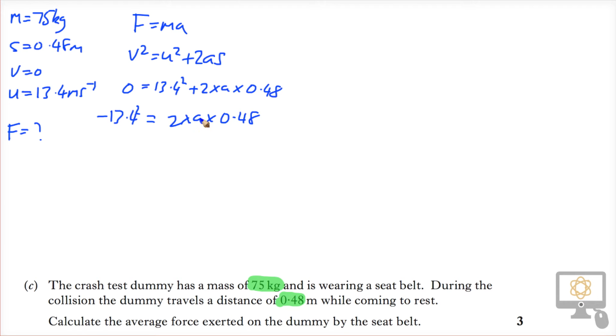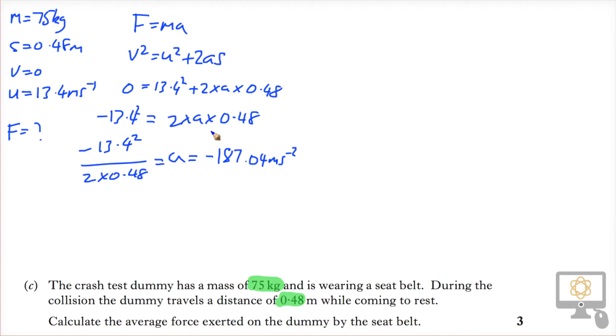And then we want to leave the a here and have everything else gone. So a is multiplied by all of these things. So let's divide everything by 2 and 0.48. We must do that on this side as well. So that becomes minus 13.4 squared over 2 times 0.48 is equal to a. So when we solve that, we get a value for a, which is minus 187.04 meters per second squared.